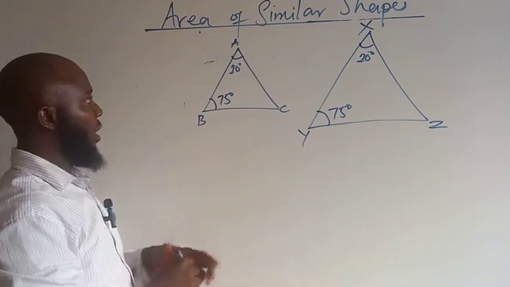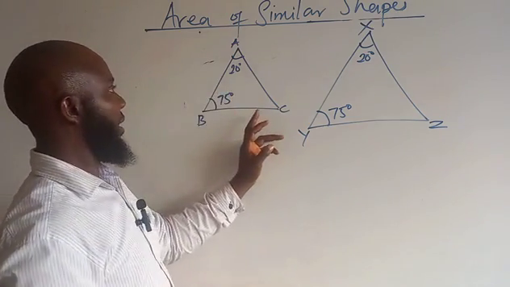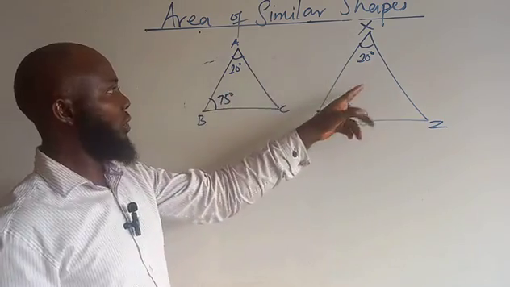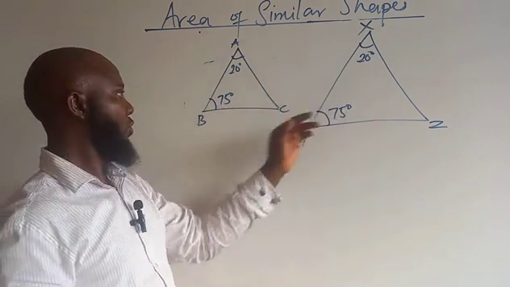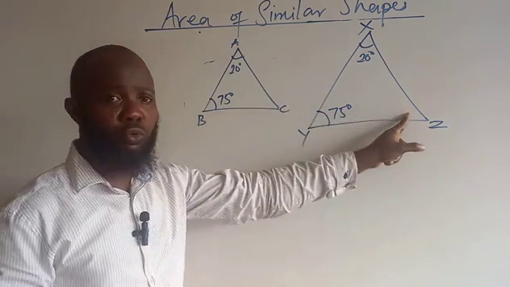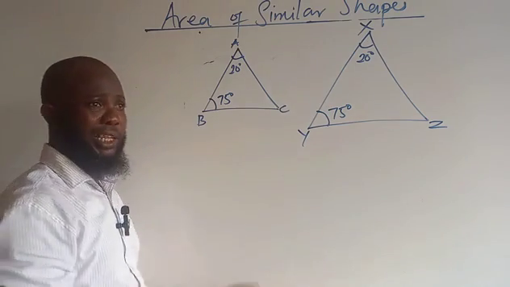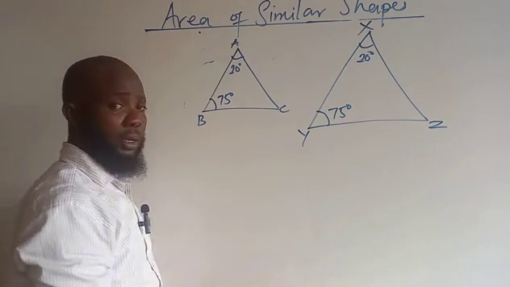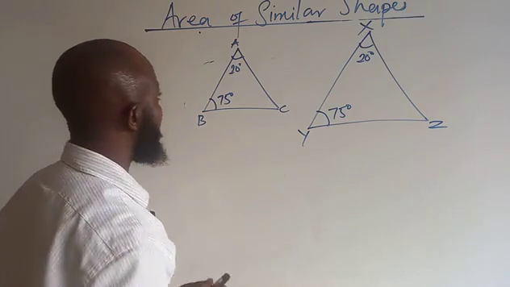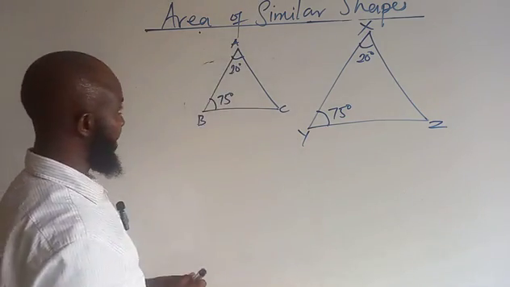Since two of the three angles here are the same as the two angles here, we can conclude that the third angle will be the same. Which means these two triangles are equiangular, that they have the same angles. So the second condition is that the ratio of corresponding sides must be the same.